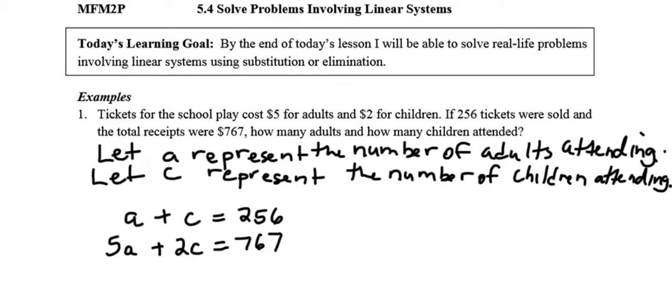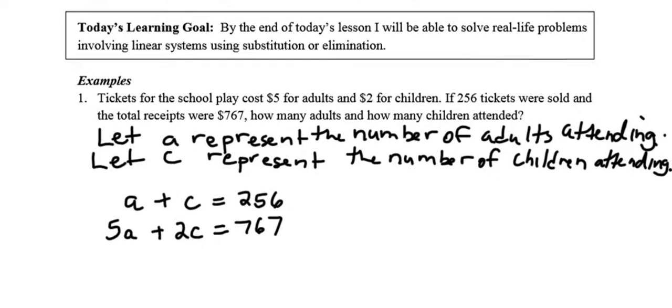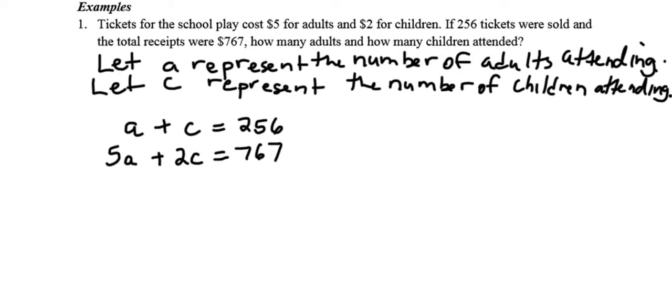Now, what you're going to do at this point is decide which method to use. And I would say the way I've got it set up right now, it looks pretty good for elimination. However, it doesn't look too bad for substitution either, because you could rearrange this so that A is by itself or C is by itself quite easily. So I'm going to say it's up to you. I personally think I'm just going to go ahead and do elimination.